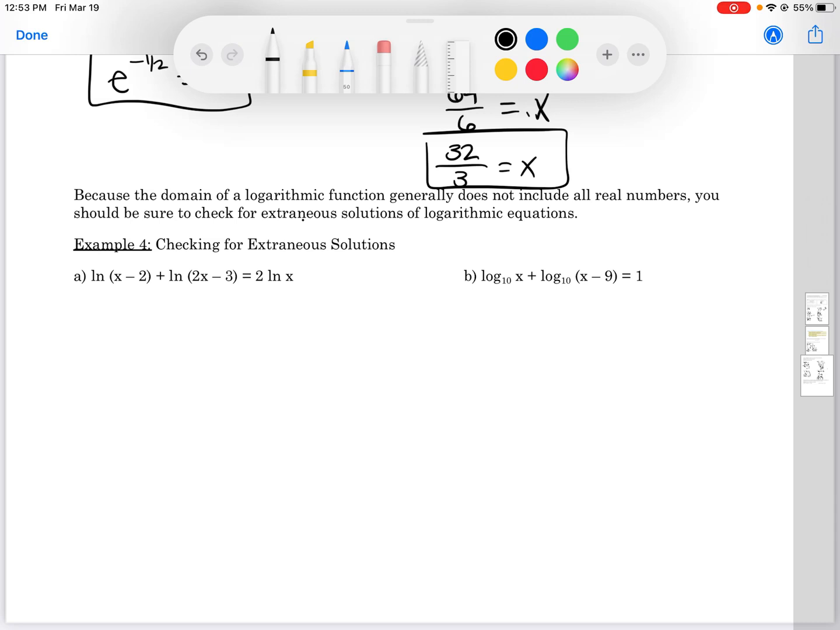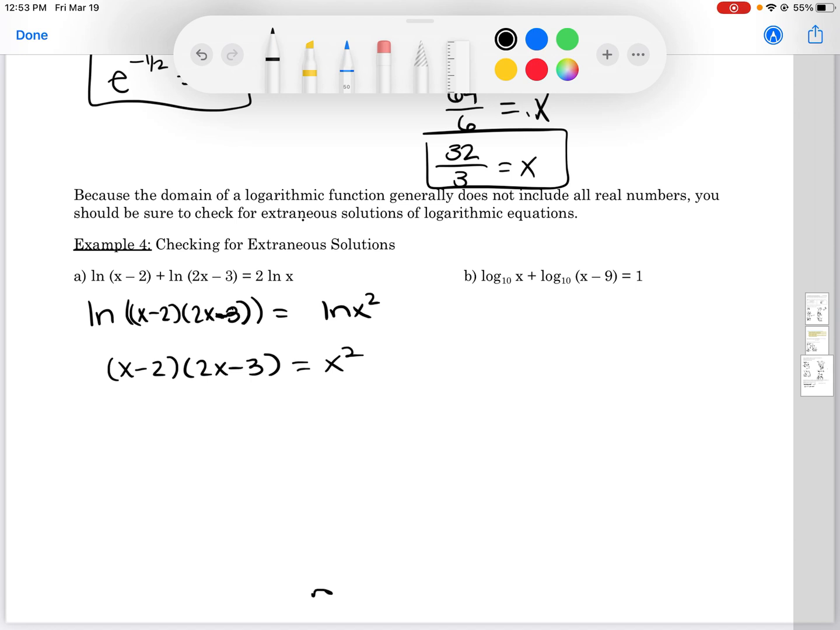We can use the addition rule to make this multiplication. We can also use that rule on the right and turn that 2 into a squared. Okay. I'm taking the natural log of both sides, so that base is the same. So I have x minus 2 times 2x minus 3 is going to equal x squared. I can FOIL. So that's going to give us 2x squared, sorry, minus 3x minus 4x plus 6 equals x squared. I'll subtract x squared to get 0 on the right.